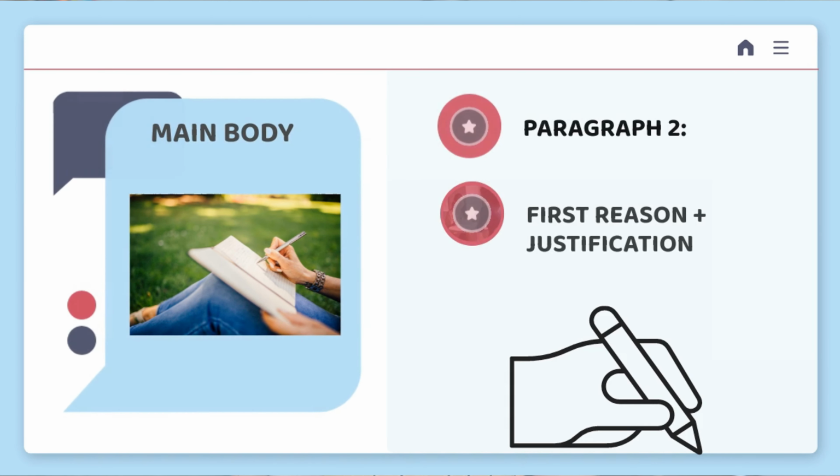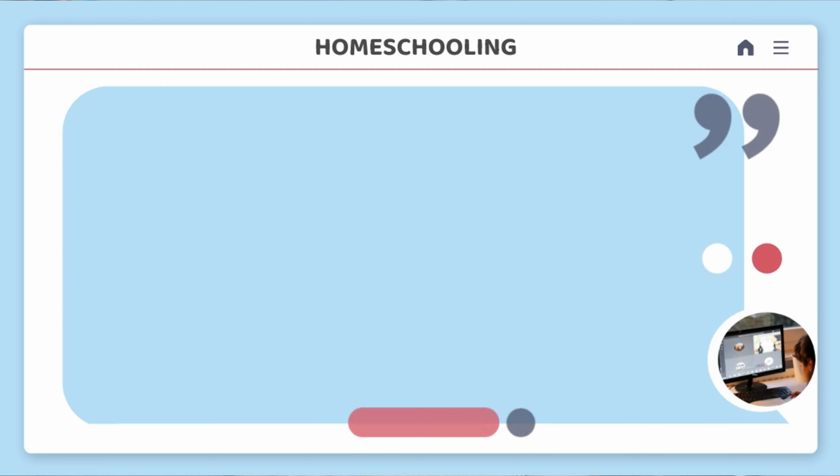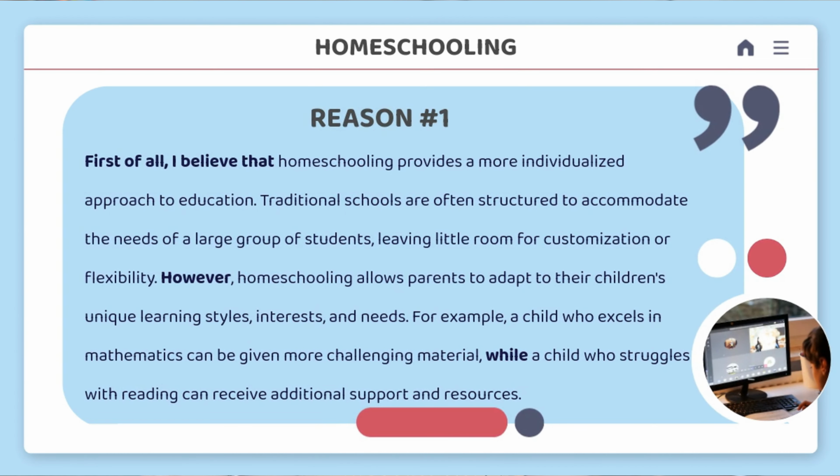The first part is where we're going to give our first reason and justification of this reason. Let me show you an example of this part of the paragraph. First of all, I believe that homeschooling provides a more individualized approach to education.